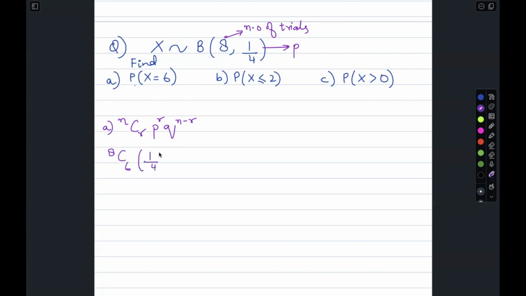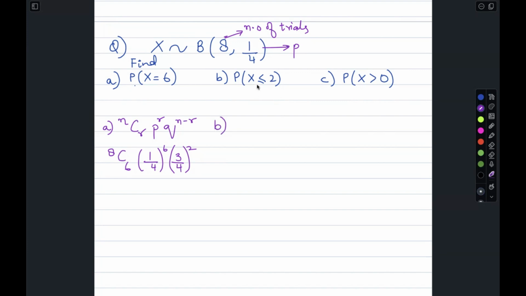P is 1 upon 4, so 1 upon 4 to the power 6, and q will be 3 upon 4, so this will be 3 upon 4 to the power 2. So out of the 8 trials, we need 6 successes and 2 failures. We can substitute this in the calculator and find the probability.